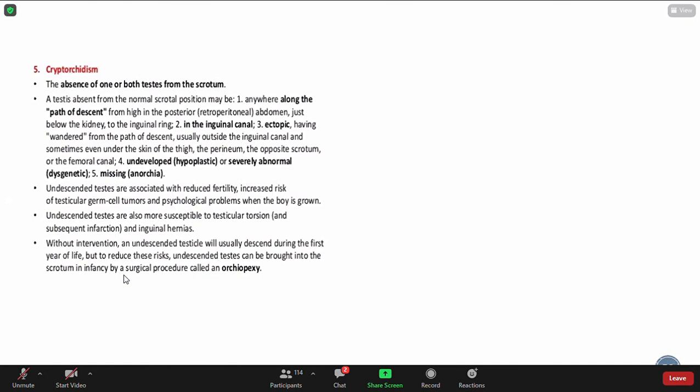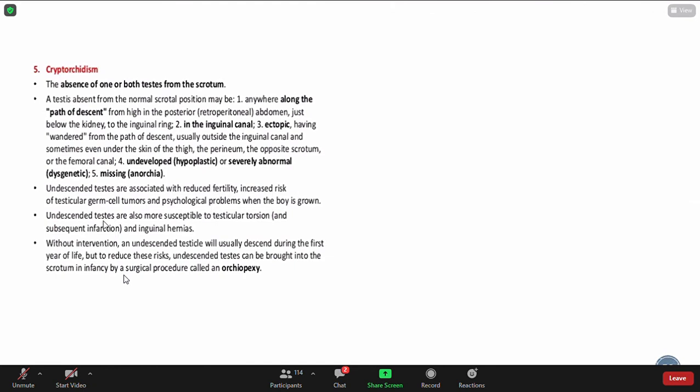Undescended testes are associated with reduced fertility, because it's in the book. For normal sperm to develop, it requires optimal temperature. That's why the testis hangs, because up in your abdomen it's warmer inside. For testes that are undescended, inside the abdominal cavity, they are exposed to higher temperature, so there's reduced fertility. It is warmer inside the abdomen.